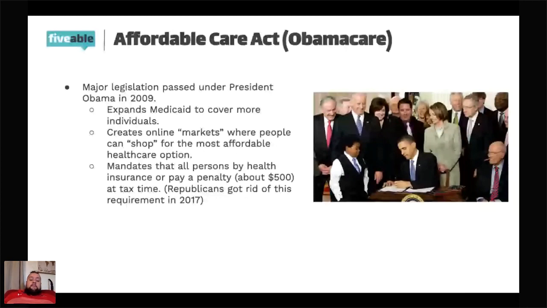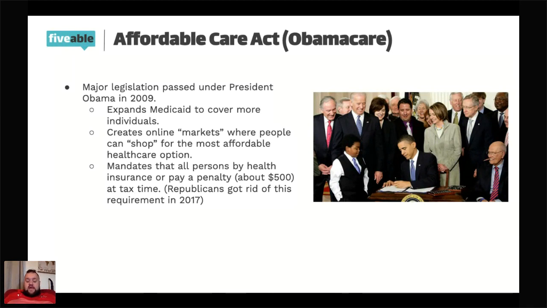The big piece of Obamacare is what's called the individual mandate. It basically mandates that all persons buy health insurance, or you have to pay a penalty at tax time, and that penalty was about $500. Most people that didn't have health insurance said, well, I'll just pay the penalty, because the penalty is way less than the cost of paying for insurance every month. So in terms of trying to force people to buy health insurance, it really didn't work that well.